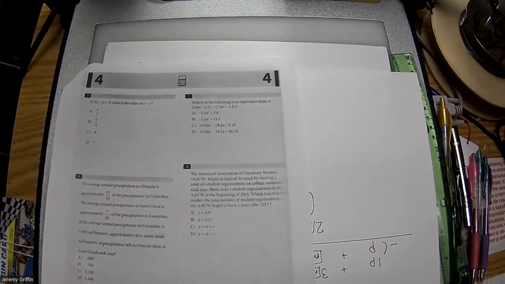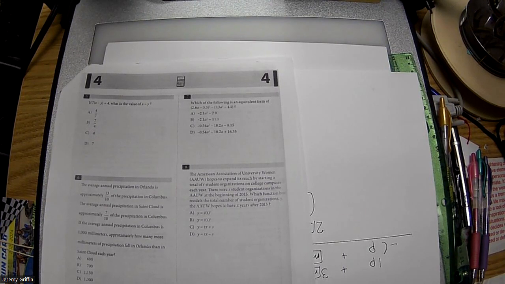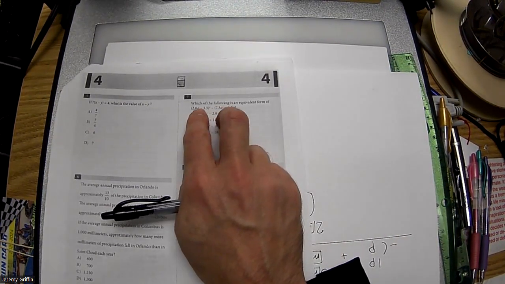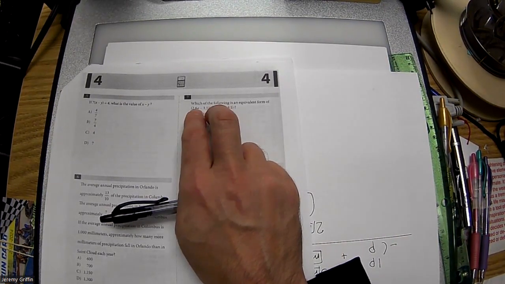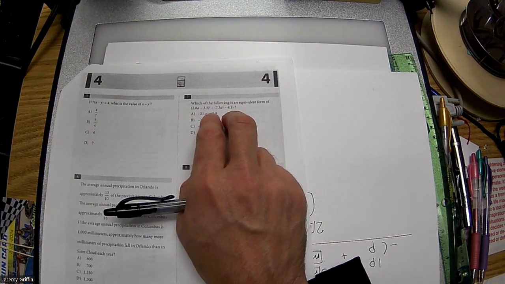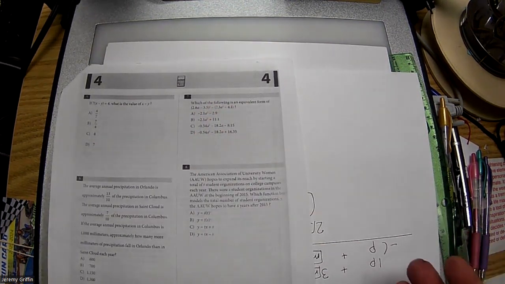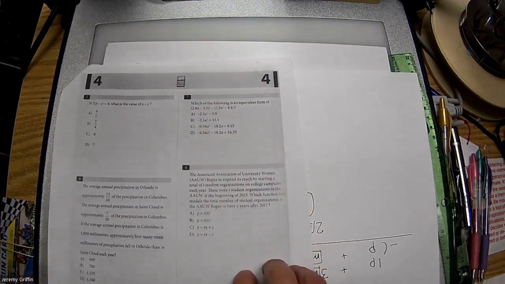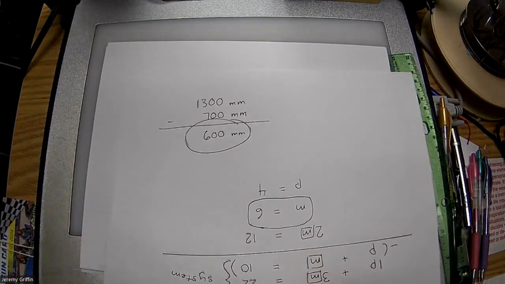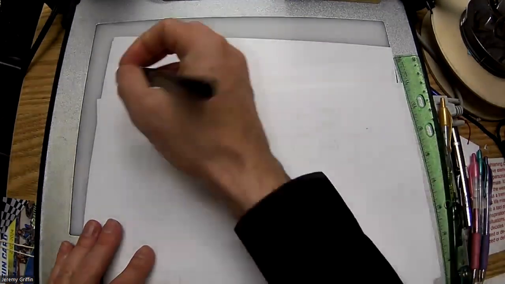Which of the following is an equivalent form of, ooh? I see stuff being squared. There's stuff in parentheses. Can you do exponent rules? Can you do FOIL? Can you distribute this negative? So do you know algebra rules? So let's go through this whole thing. I'll rewrite this. Number 7.